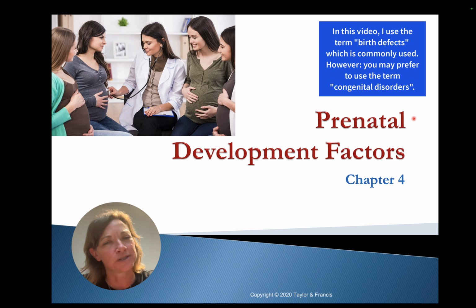And specifically, we're going to talk about factors in the prenatal environment that shape our development and influence how motor and other types of development proceed.